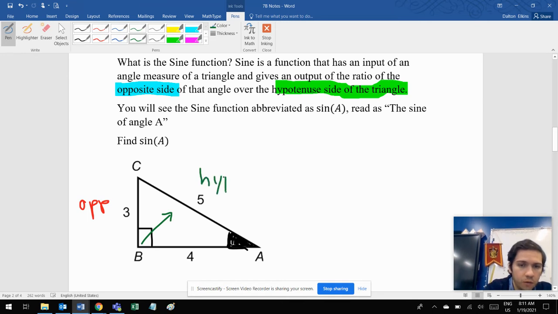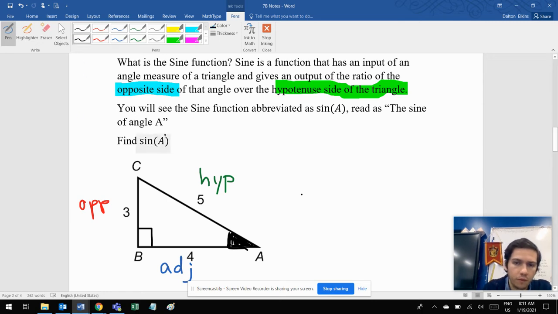The hypotenuse is also the longest side. So I look at each side length here. 5 is the biggest. That would make it the hypotenuse. And then that leaves us the adjacent side, which is directly next to the angle. So next to angle A, there's length 5 and length 4. The length 5 is already the hypotenuse. That would make 4 the adjacent.